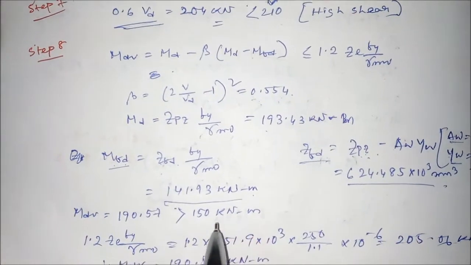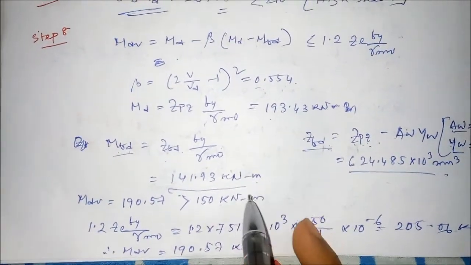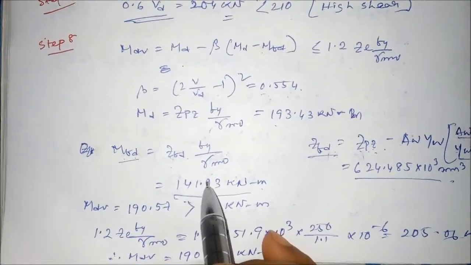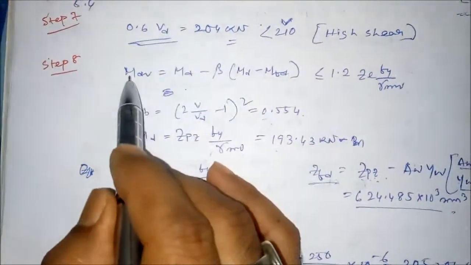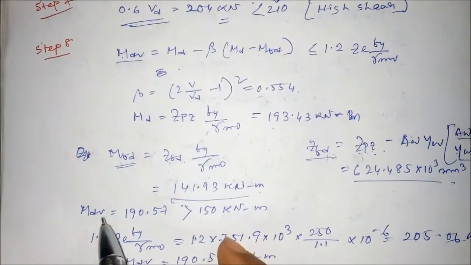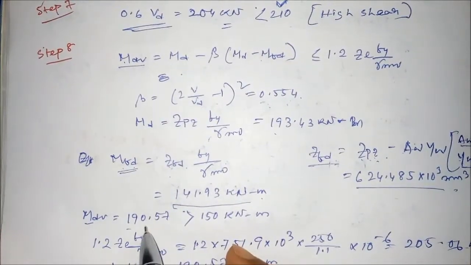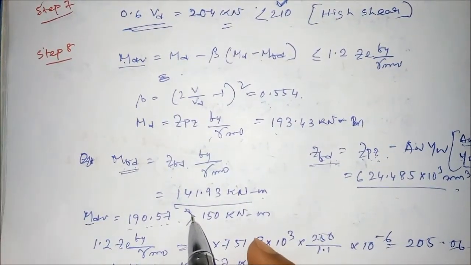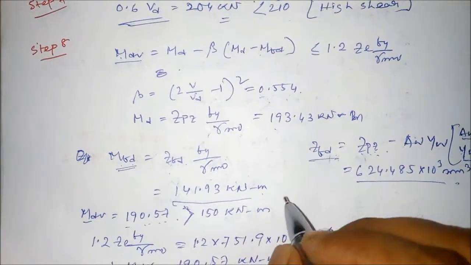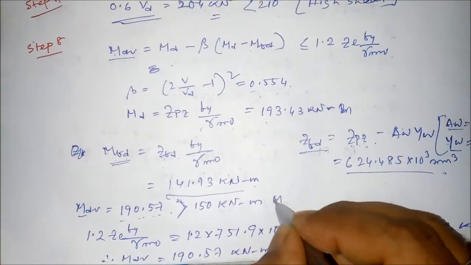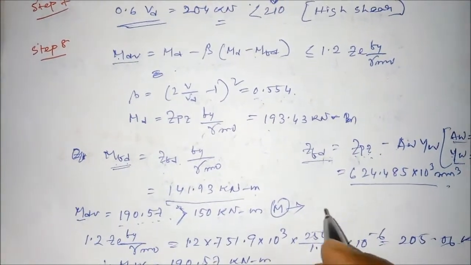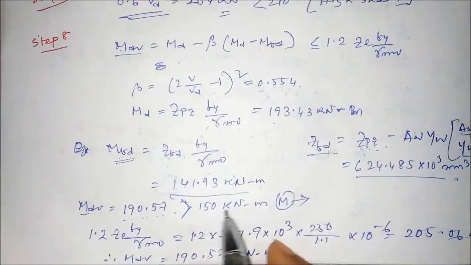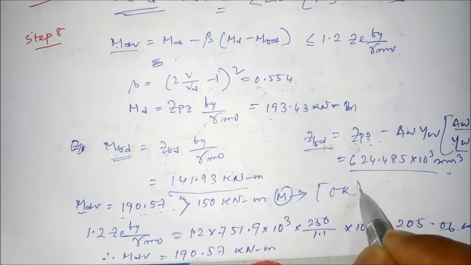Putting all the values of Mfd and other values in Mdv, we are getting the Mdv value equal to 190.57, which is actually greater than the moment M which is acting on the beam. So we can say this is okay.